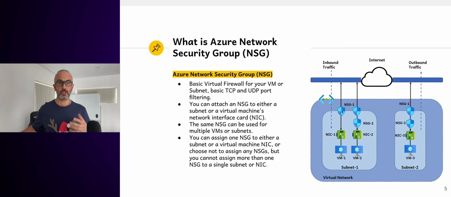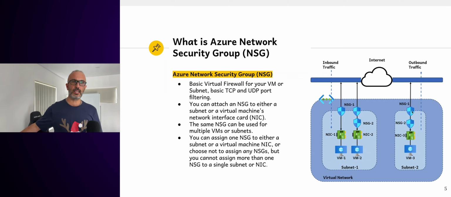The other thing that I want you to know about the network security group is that it could be assigned to a whole subnet, and when it's assigned to a subnet, it will be applied to all workloads within that subnet. So for example, we assigned network security group 1 to subnet 1, and as a result, virtual machine 1 and 2 will have whatever security rules you've got in network security group 1 applied to them.